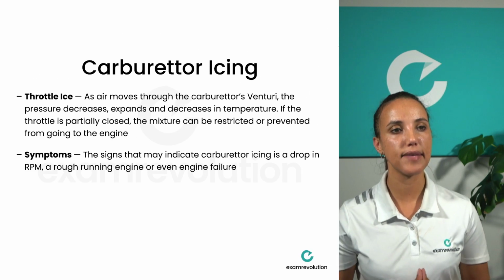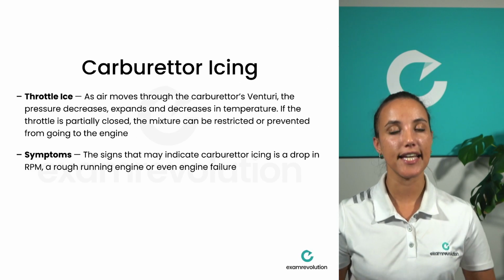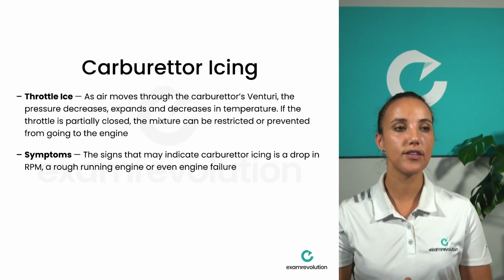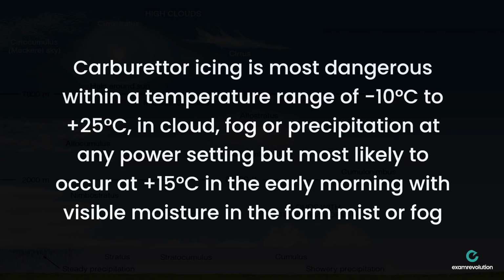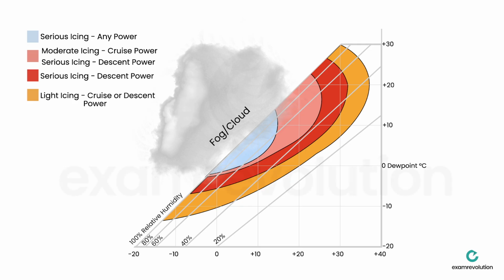Now, the signs that may indicate carburetor icing are a drop in RPM, a rough running engine, or even an engine failure. So carburetor icing is most dangerous within a temperature range of -10 degrees to +25 degrees Celsius in cloud, fog, or precipitation at any power setting, but most likely to occur at 15 degrees Celsius in the early morning with visible moisture in the form of mist or fog.